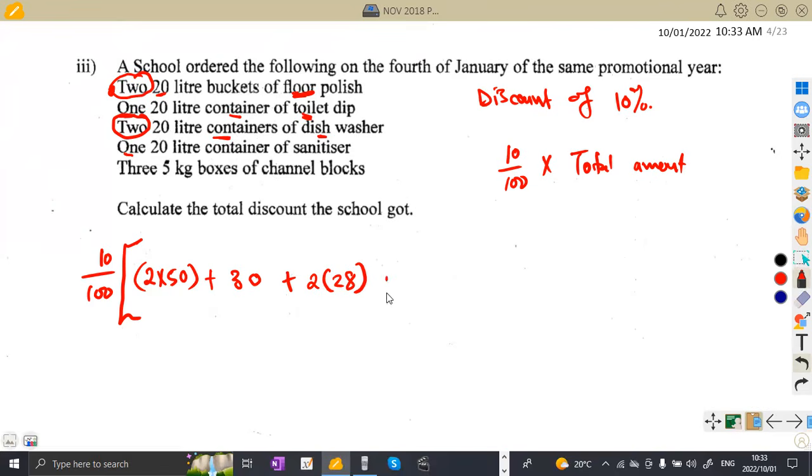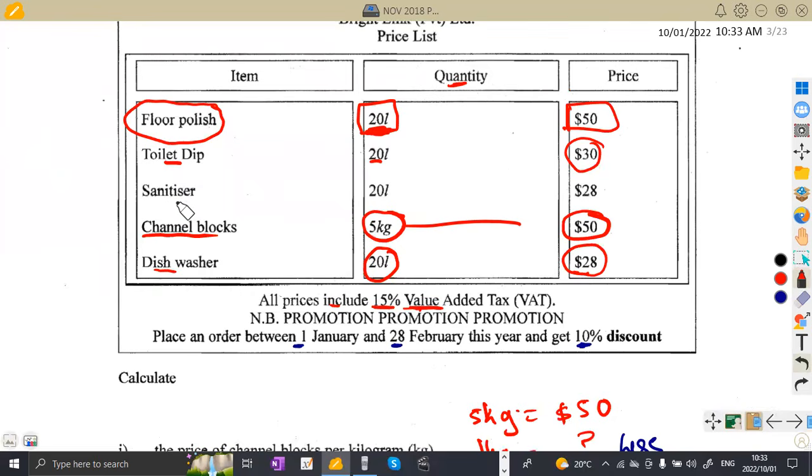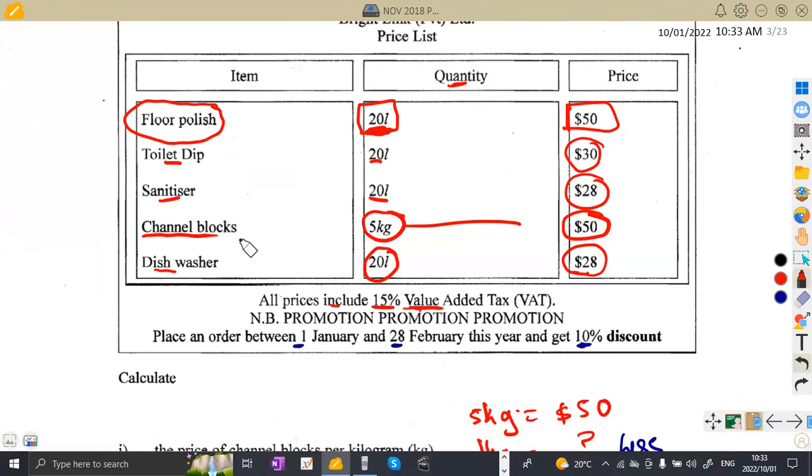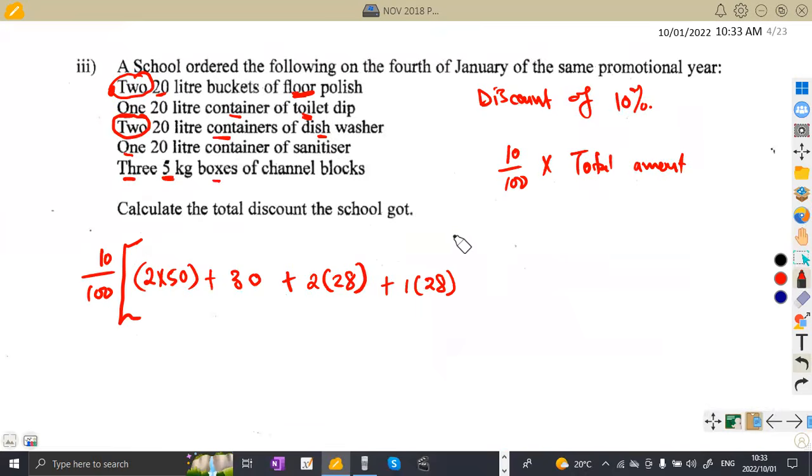Okay, then we have got 1 20-liter container of sanitizer. So this is 1 20-liter, so it's just like multiplying by 1 times what? The 20-liter sanitizer. Let us see about the sanitizer. The 20-liter for sanitizer here is at $28. So you're going to multiply by $28. Then we've got 3 5 kg boxes of charcoal. So these are 3, okay, 5 kgs. Let us see how our charcoal is measured. The charcoal blocks are 5 kg, so it's 3 times 50 there. So it's going to be 3 by 50. So this is what we are going to have in this case. Okay, so all the information is directly given.